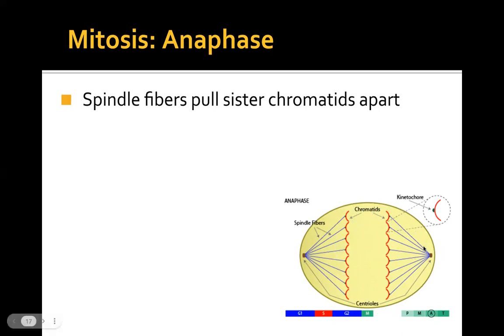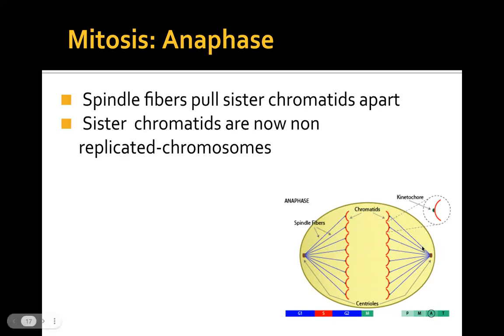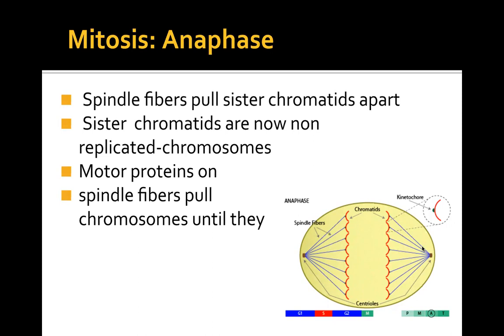So the spindle fibers pull apart the sister chromatids, and those sister chromatids we now call non-replicated chromosomes, vocabulary-wise. And this works by motor proteins basically pulling on the spindle fibers. Imagine them pulling in that fiber until the chromosomes are totally separated into two identical groups.